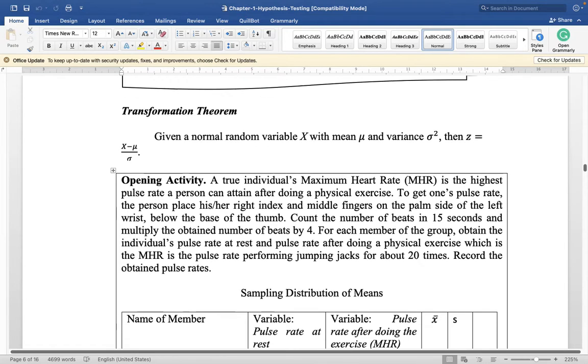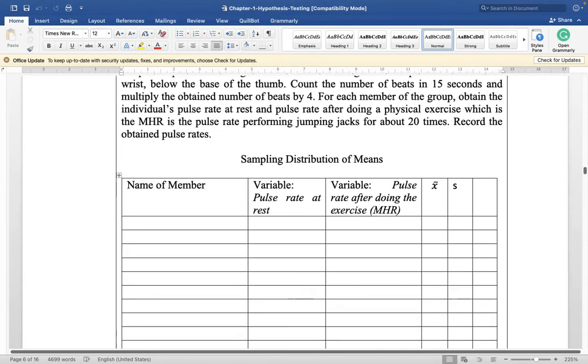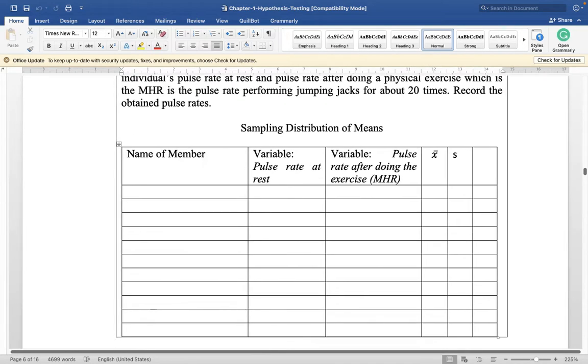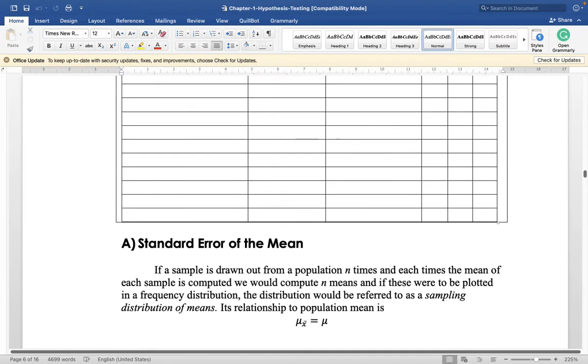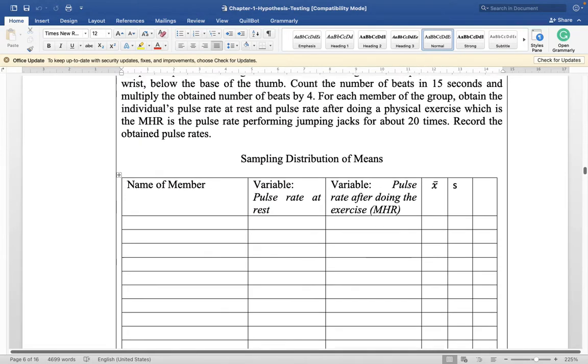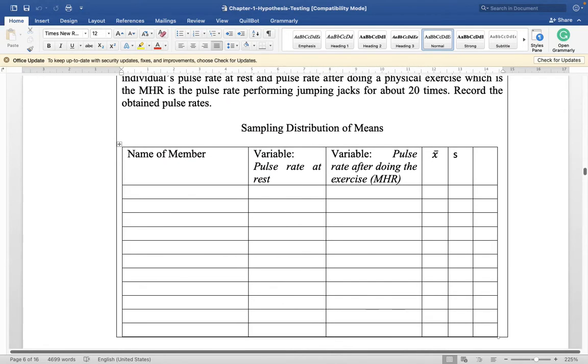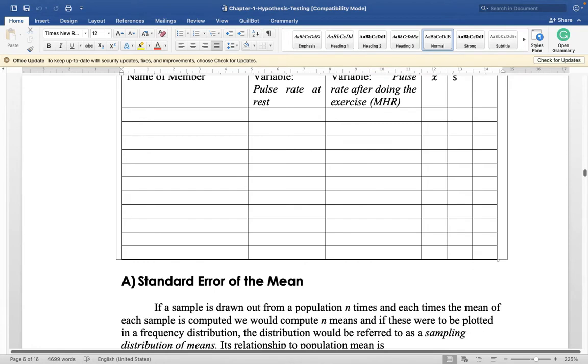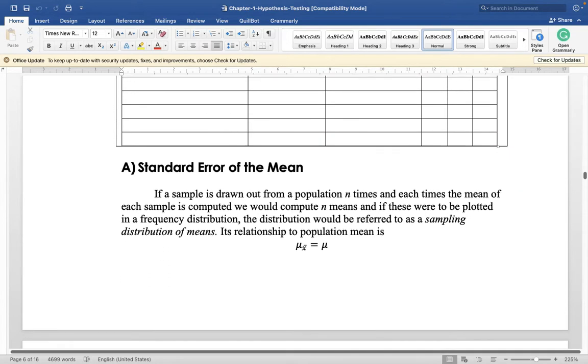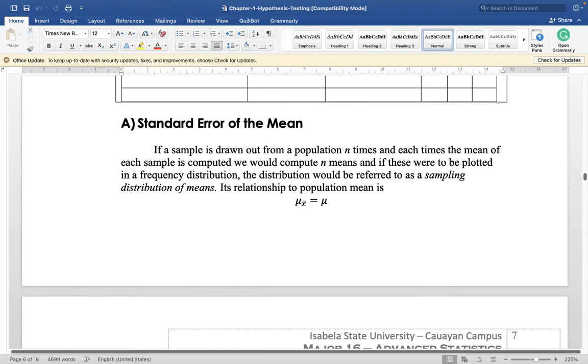So I gave you an opening activity last time and you sent me your data, and for that particular activity I will show you the computation of the standard deviation using the SPSS. Let me just continue here with letter A, which is the standard error of the mean.